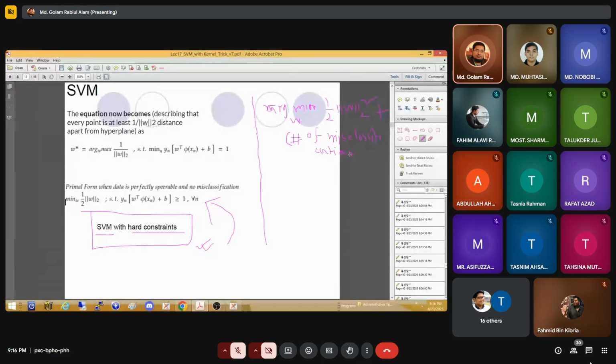And for each and every misclassification, we want to add a penalty. The penalty term is C. That means for one misclassification, we will penalize the function by C. So the number of misclassifications, and here this is the minimization. That means we want to minimize the number of misclassifications.